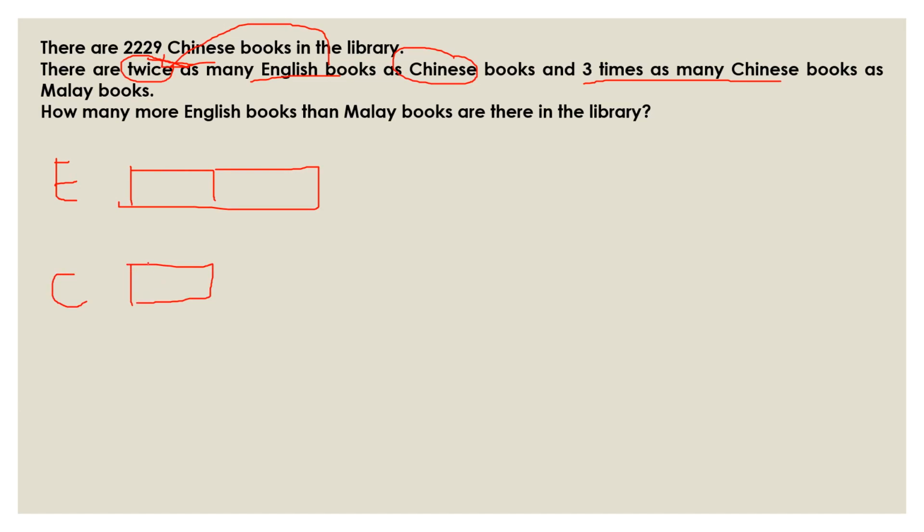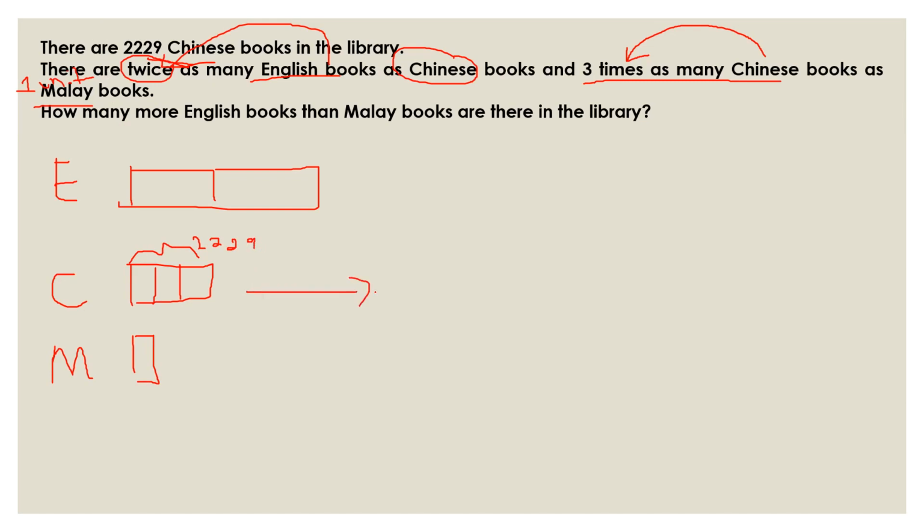Another piece of information, the ratio between Chinese books and Malay books. Chinese books equals 3 units, while the Malay book is just 1 unit. So that means the Chinese books is 3 units, so we have to cut it into 3 equal parts, while the Malay book is just 1 unit. And if there are 2,229 Chinese books, how many more English books than Malay books are there?